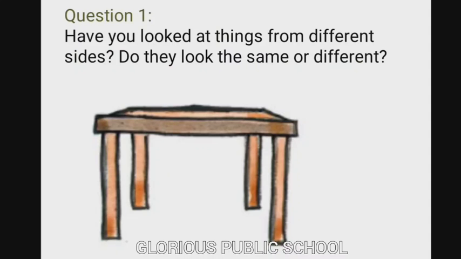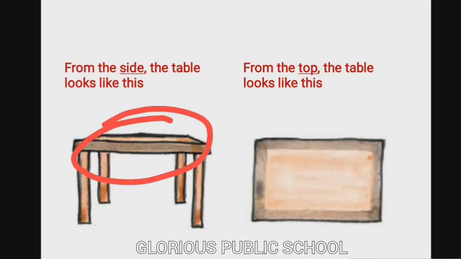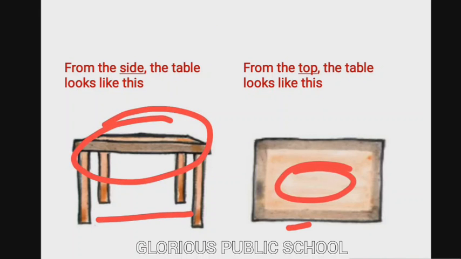Do they look the same or different from all sides? Here is a picture of a table. Does it look the same from all sides? Any idea? So we will check both pictures of the table, one from the side view and one from the top view. Both pictures are of the same object, but the view is different. One is the side view and one is the top view.